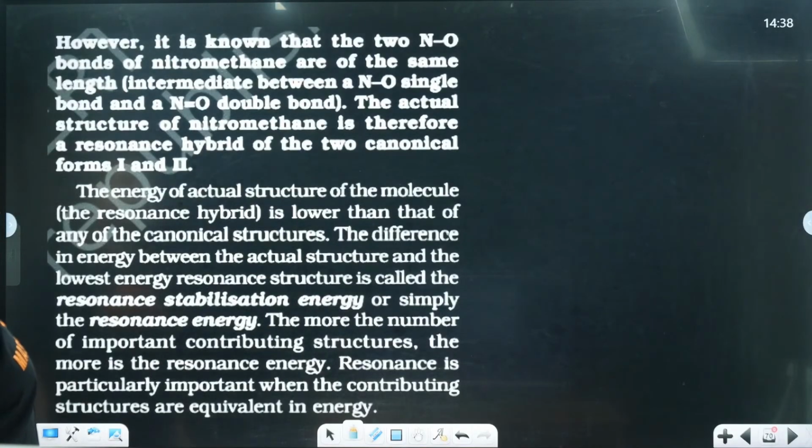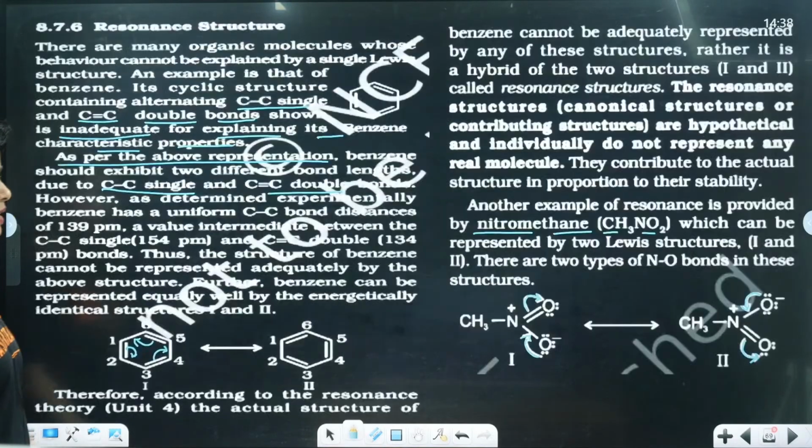Next, however, it is known that the two NO bonds of nitromethane are the same length, intermediate between the NO single bond and the N=O double bond, and the actual structure of nitromethane is therefore a resonance hybrid of the two canonical forms, that is 1 and 2. Means these are the canonical forms 1 and 2.